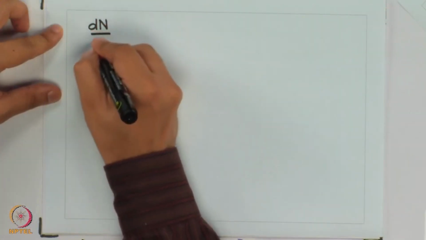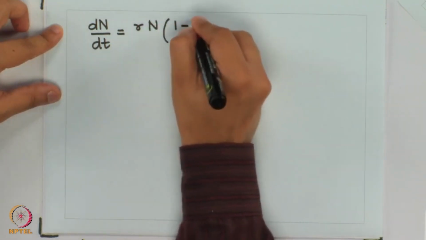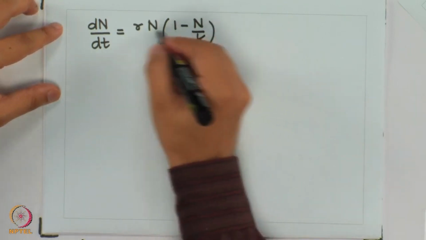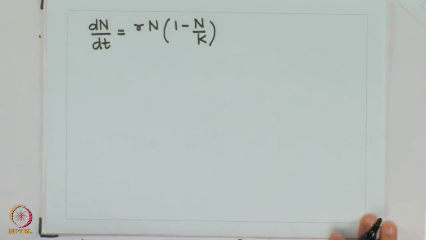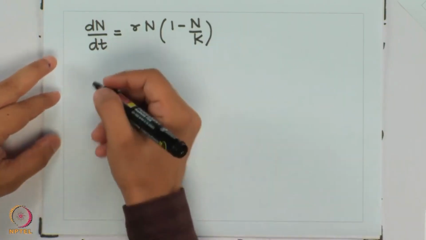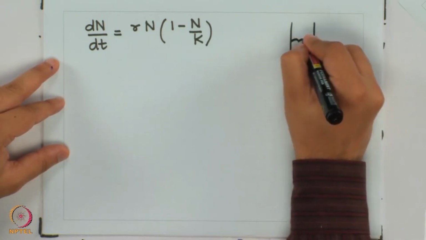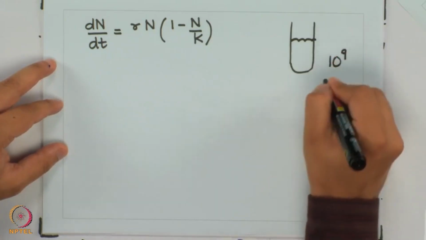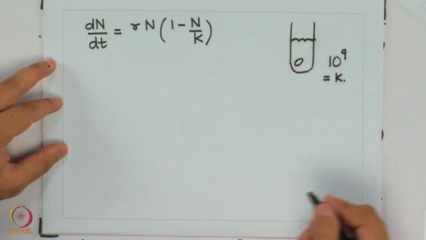Again, let me just write down that equation. We have dN by dt equals R N times 1 minus N by K, where K is the carrying capacity of the environment, and N at both these places is the number of bacteria at that time t, and R is our growth rate that we have been discussing so far. So what does this represent? Imagine that you have a test tube, this is my environment, and this environment can support 10 power 9 bacteria. So that is my K, and I start off by adding just one bacterium to this test tube.